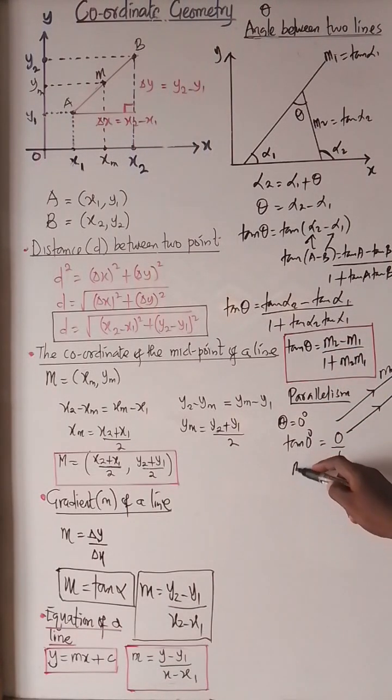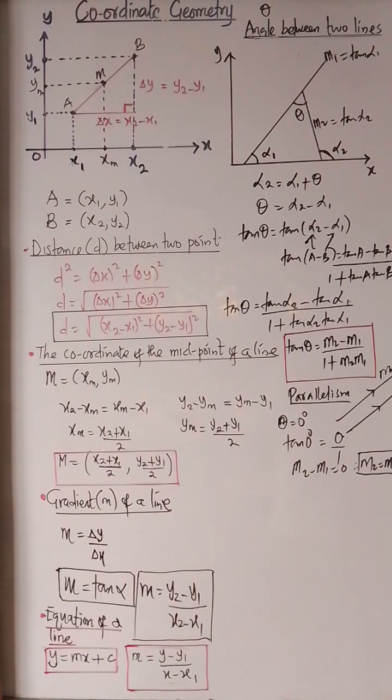So in this case, it means m2 minus m1 is 0. We compare the numerator together. From here, we can say, if you bring this m1 here, it implies that m2 equals m1. In short, when two lines are parallel, the gradient of the first line equals the gradient of the second line. Secondly, what if they are perpendicular?